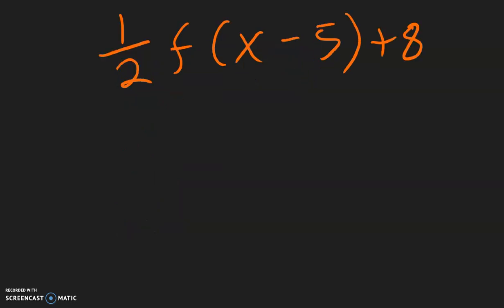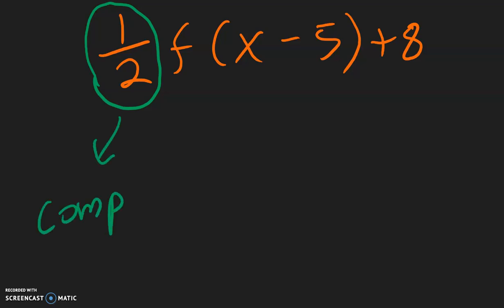In this example, this 1/2 that is being multiplied is smaller than 1. So we know this is going to be a compression because it's smaller than 1. But no reflection because the 1/2 is positive. If it's negative, you'll say reflect.